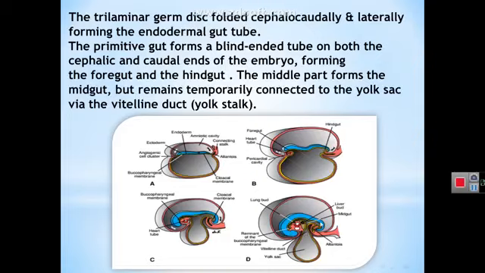In the cephalic and caudal parts of the embryo, the primitive gut forms a blind-ending tube, the foregut and the hindgut. The middle part, the midgut, remains temporarily connected to the yolk sac by means of the vitelline duct or yolk stalk.